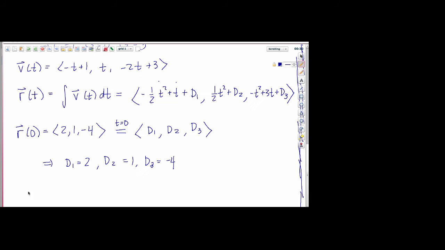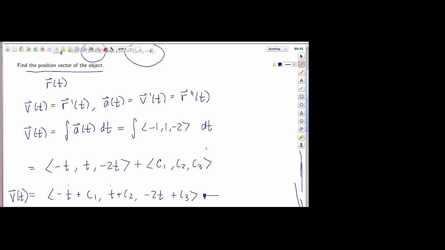So we now know all of our arbitrary constants, so we get for our position vector, r(t) equal to <-1/2 t squared + t + 2, 1/2 t squared + 1, -t squared + 3t - 4>. So we've now found the position vector that describes the motion of the position of the object at time t. Again, you can write this out in IJK notation if you prefer.